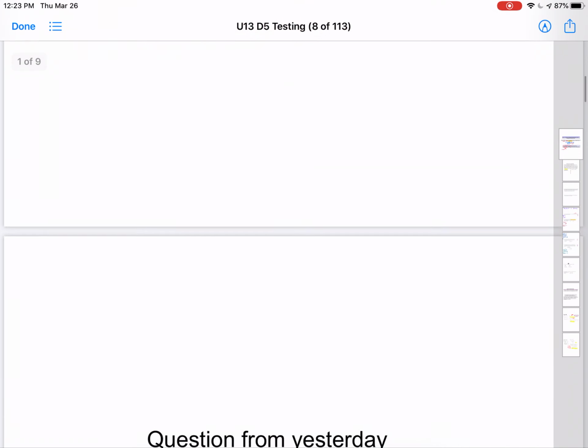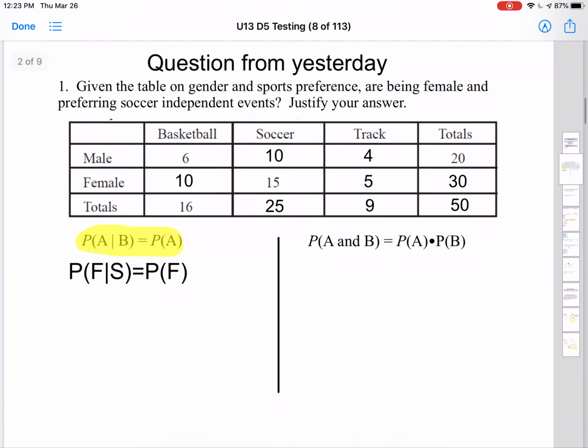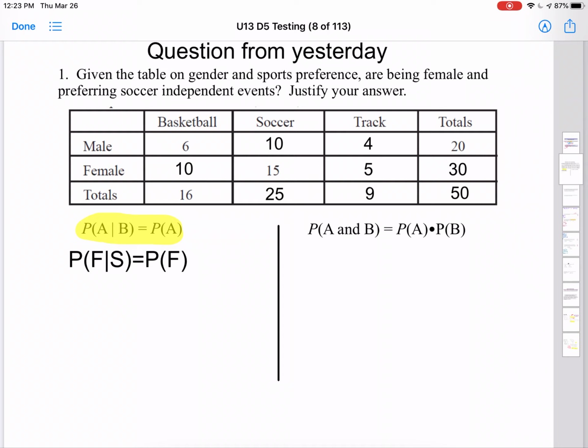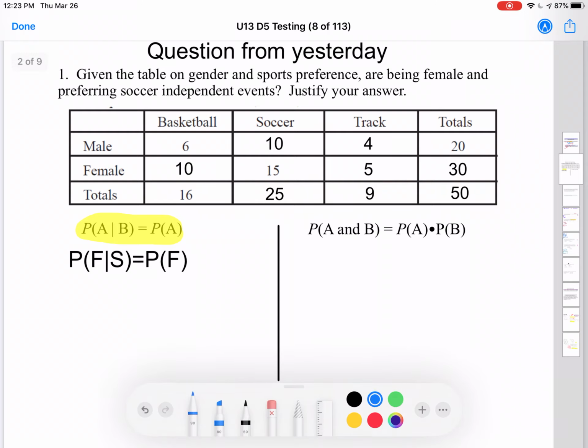Okay, so what I'm going to do is I'm going to take a question from yesterday, and we're going to do it both ways. So we're going to do it using what I taught you yesterday, which is the conditional. And then we'll use today's formula, and you'll see that both of them work. Okay, so let's do a little practice from yesterday on the left, and then we'll use today's new rule, and we'll see how either one of them can be used.